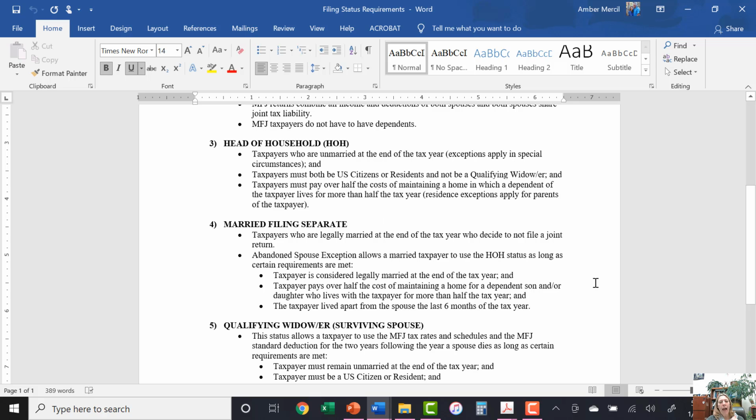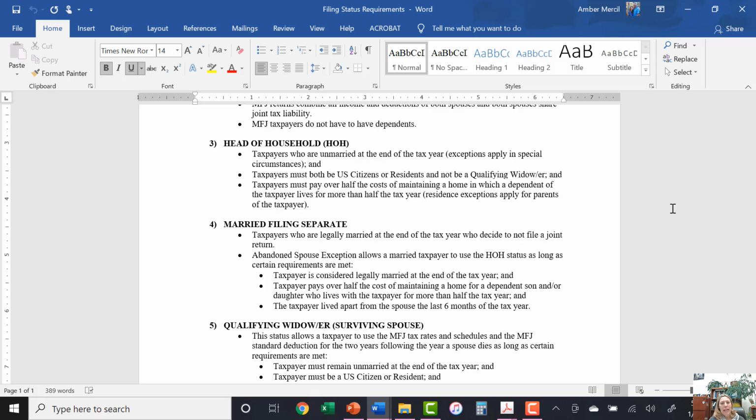So head of household is typically for unmarried taxpayers who have dependents. Taxpayers who are unmarried at the end of the tax year. There are exceptions for special circumstances. I'm going to talk about that down here with abandoned spouse. So typically they're unmarried at the end of the tax year, and they have to be U.S. citizens or residents and not be a qualifying widower. If they're a qualifying widower, that's a better status, so they would rather use that, but they're not.